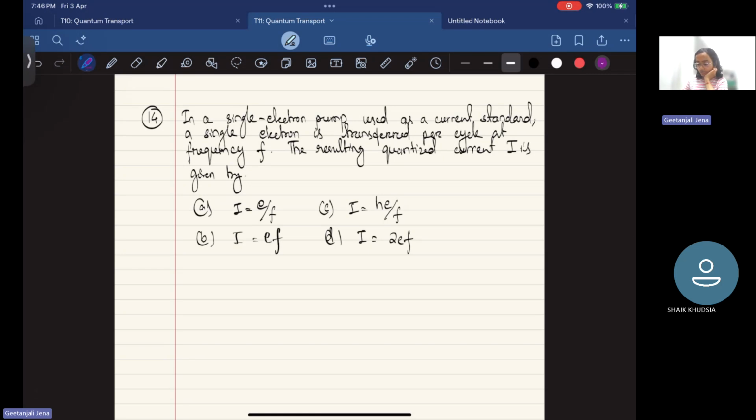Okay. Question number 14. In a single electron pump used as a current standard, a single electron is transferred per cycle at frequency F. The resulting quantized current I is given by: I is E by F, or I is E times F, or I is H E by F, or I is 2 E times F. You are given a frequency and there is a tunneling of single electron per cycle.